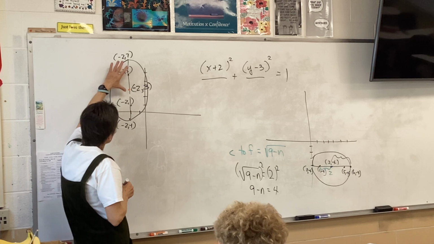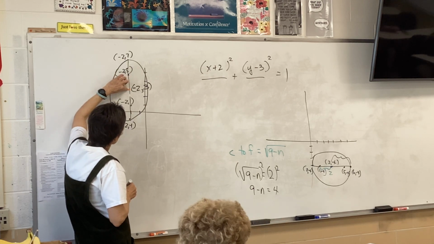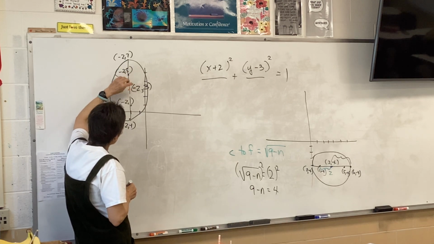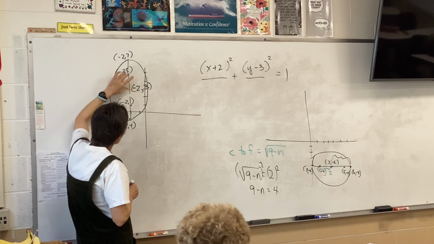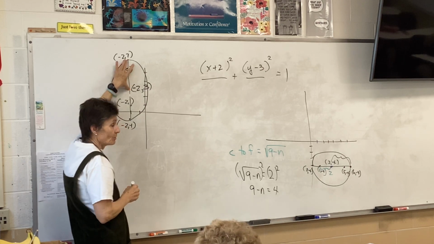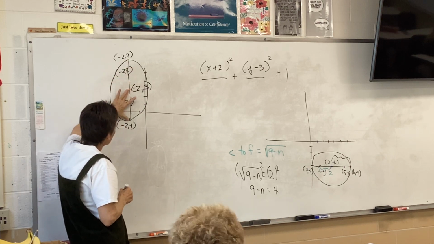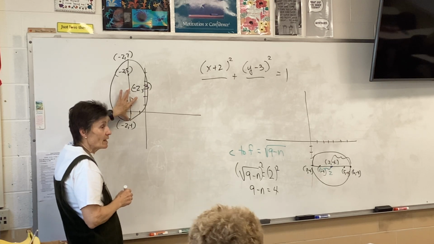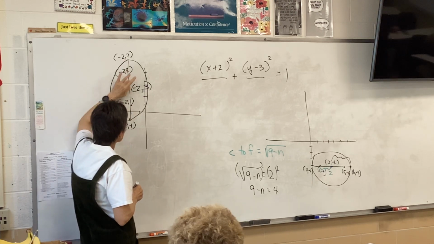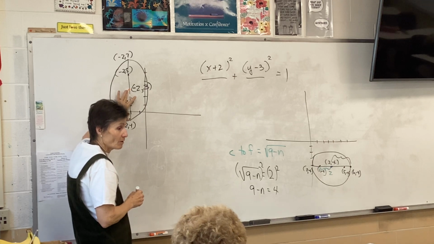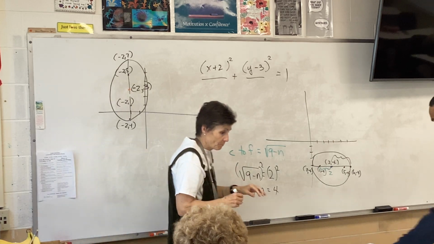Now when you build this equation, in this picture, how far up from the center and down from the center did we go? Up from the center and down from the center. How far did we go? 4.